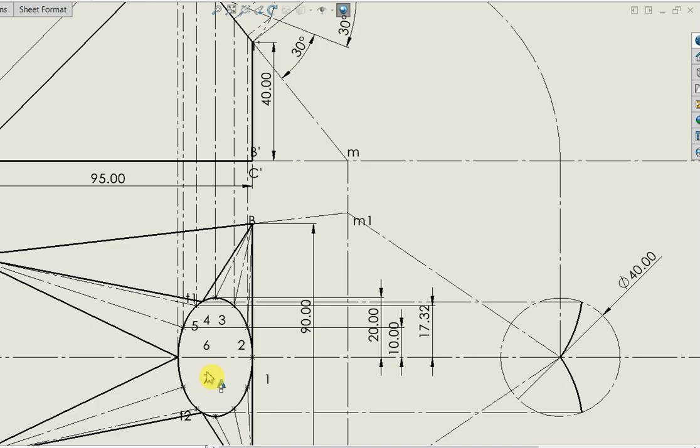So these are the various points. This point right here is point 1. This is point 2. This is point 3. This is point 4 right here. Then we have point 5 here. And this other point up is T1, right here. Then we have point 6. And here we have point 7.